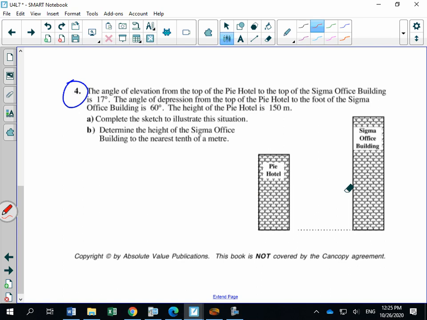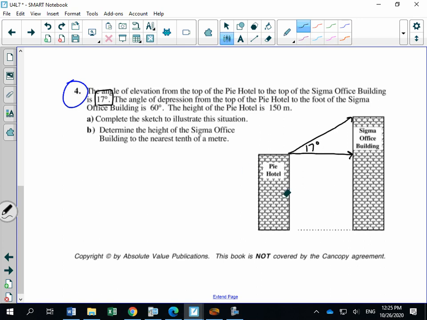So again, this will not be given. You just have to draw two buildings, draw one taller than the other. But let's see if we could set this up. The angle of elevation from the top of the Pi Hotel to the top of the Sigma office is 17 degrees. So people at the roof could look straight ahead, or they could look up. The angle of elevation is always measured from the horizontal, so the angle of elevation is 17 degrees.